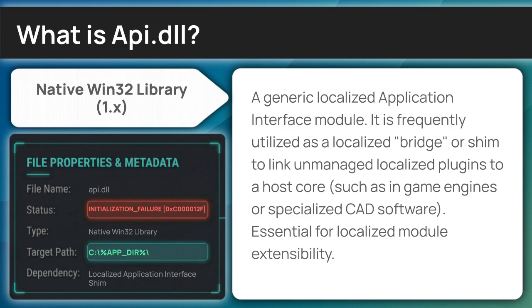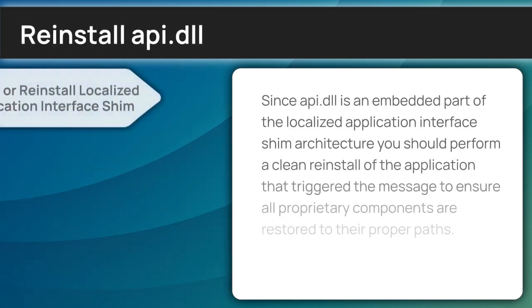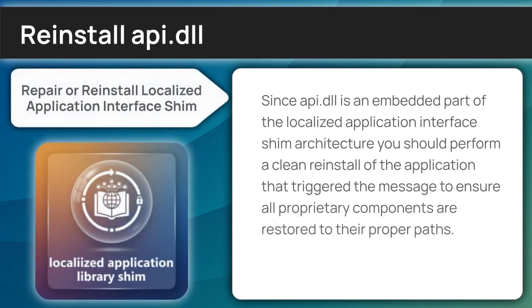Enough of the technical side. Let's get these files back onto your system. Since API module DLL is an embedded part of the localized application interface shim architecture, you should perform a clean reinstall of the application that triggered the message to ensure all proprietary components are restored to their proper paths.